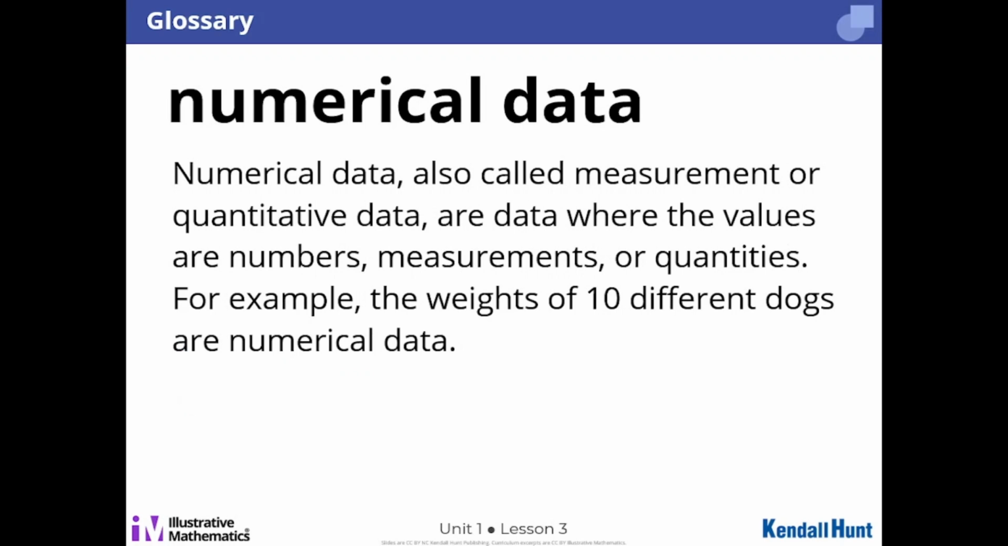Numerical data. Numerical data, also called measurement or quantitative data, are data where the values are numbers, measurements, or quantities. For example, the weights of 10 different dogs are numerical data. Numerical data is the type of data you're going to have to use for your Unit 1 group project. So make sure that when your team decides on the question they're going to ask, that question will get you numerical data for your answers.